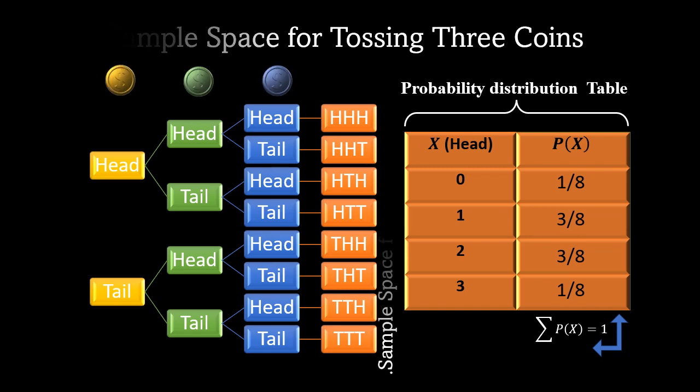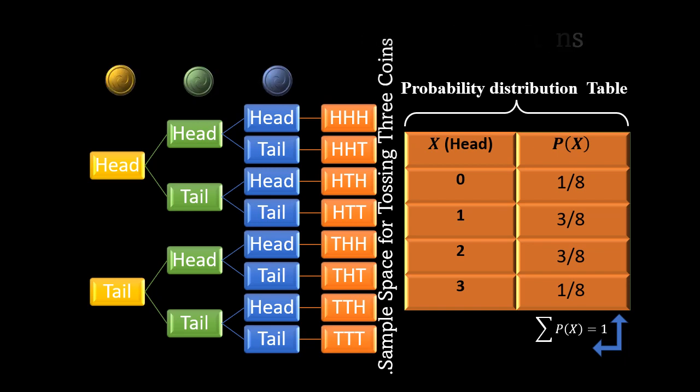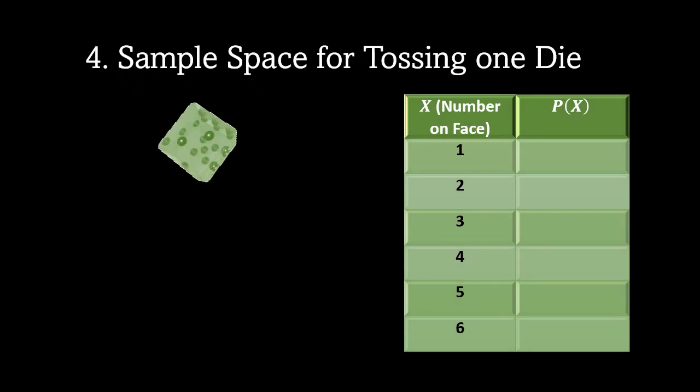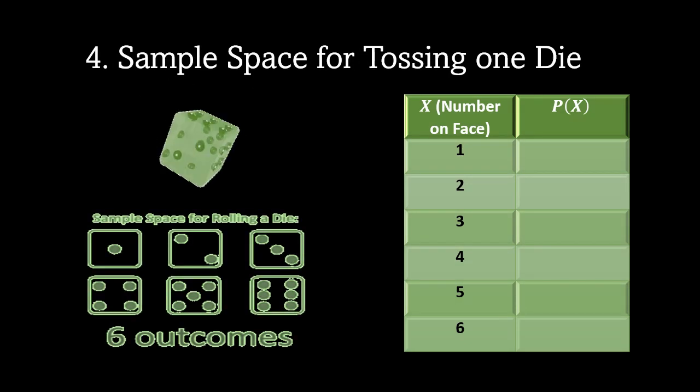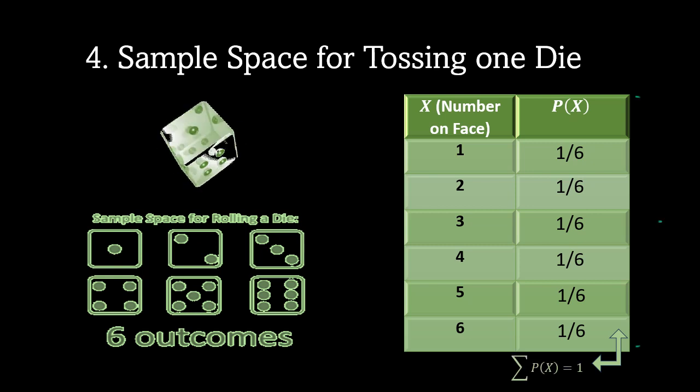And don't forget our sample space. Now the sample space for tossing one die has 6 outcomes, and we're going to represent x by the number that appears on the face. Therefore, the probability of 1 is 1 out of 6, and the probability of 2 is 1 out of 6, and the probability of each number is going to be 1 out of 6. Therefore, this table we created is a probability distribution table, and the sum of all probabilities is 1.